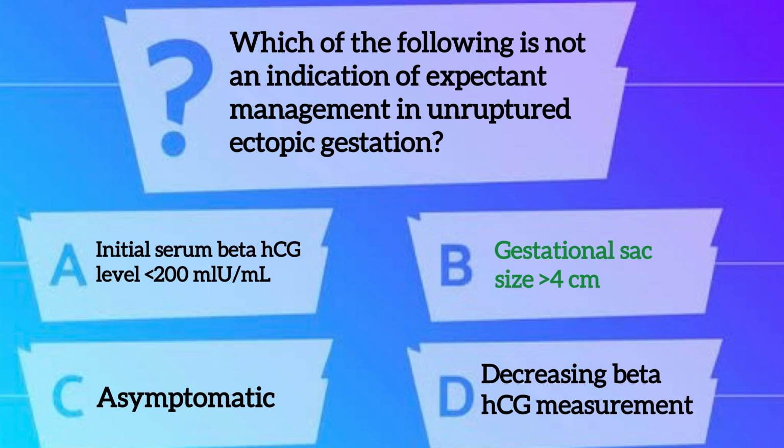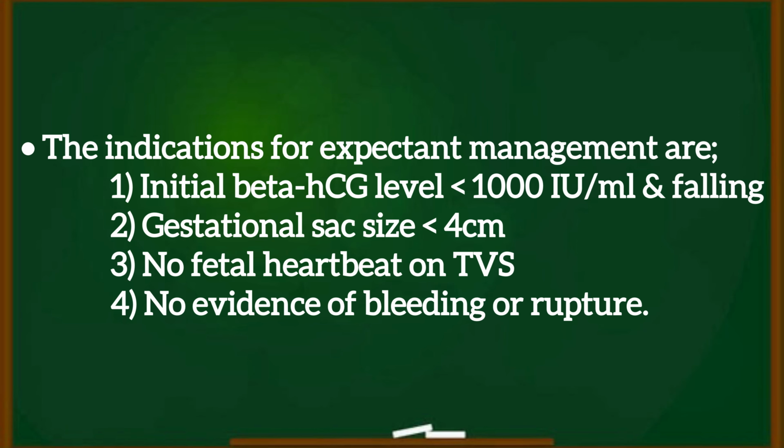Yes, the right answer is option B. Gestational sac size more than 4 cm. The indications for expectant management are: first, initial beta hCG level less than 1000 IU per ml and falling. Second, gestational sac size less than 4 cm. Third, no fetal heartbeat on TVS. And fourth, no evidence of bleeding or rupture.